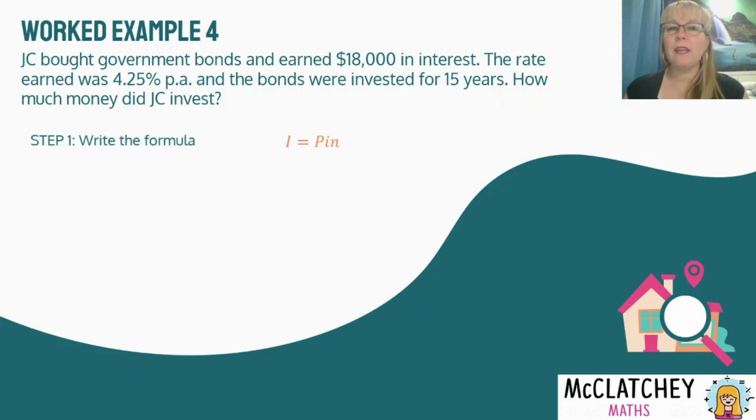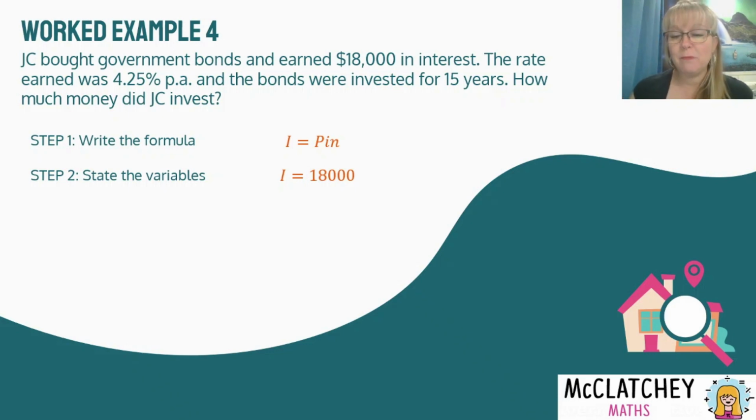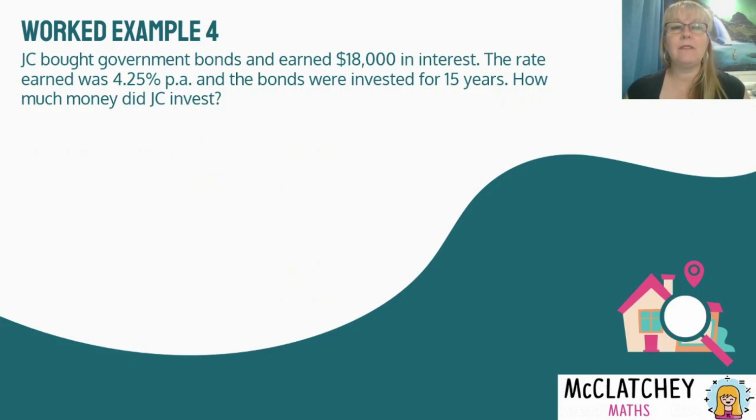Let's have a look by writing our formula firstly and stating what the variables are that are given to us in the question. So firstly, we know how much interest was earned. In our previous 3 questions, we had to calculate the interest, but this time that's been done for us. Secondly, we've got our interest rate. We've changed that into a decimal. And we've got the term of the investment, 15 years. And what's missing is our principal. That's the amount that JC invested at the beginning. Normally we've given the principal, but this time we've got a variable missing, so we need to calculate that information.